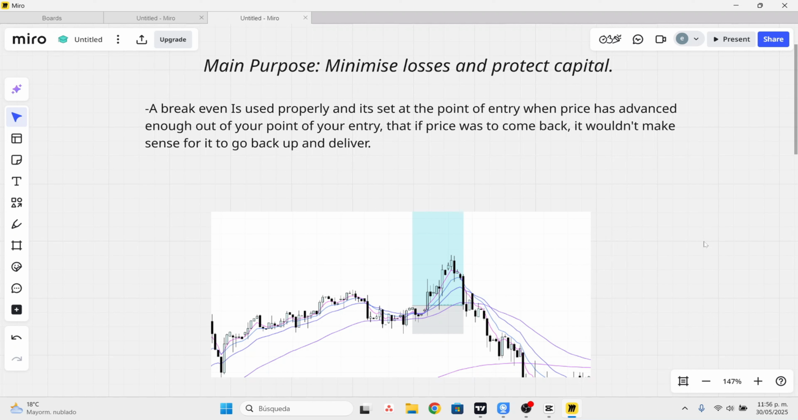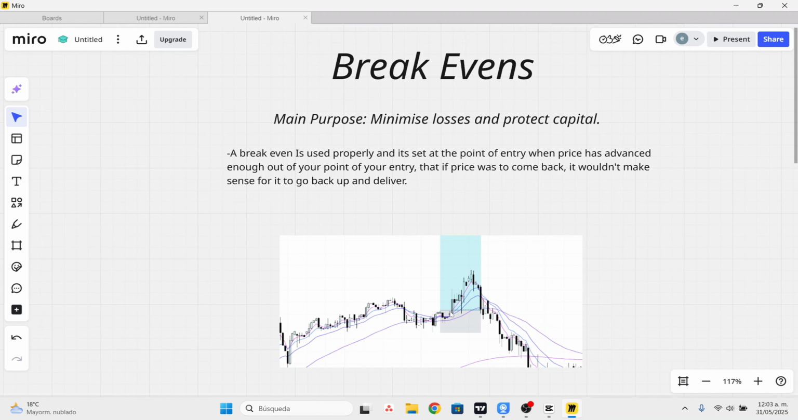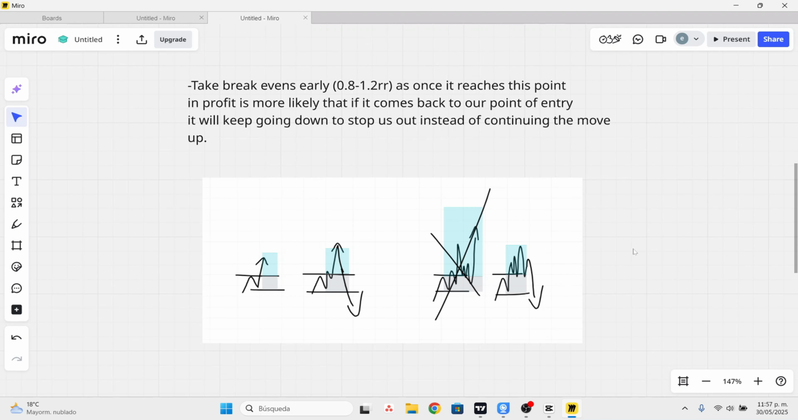Alright, let's sum everything up. A break-even is basically when you exit a trade, you end up losing nothing. So for example, I reached $100 and I end up, when I exit the trade, losing $0. A break-even's main purpose is to minimize losses and protect your capital. A break-even is used properly and is set at the point of entry when prices advance enough out of your point of entry that if price was to come back, it will make sense for it to go back up and deliver. We take break-evens early, around 0.8 to 1.2 RR, as once it reaches this point in profit, it's more likely that if it comes back to our point of entry, it will keep going down to stop us out instead of continuing the move up.